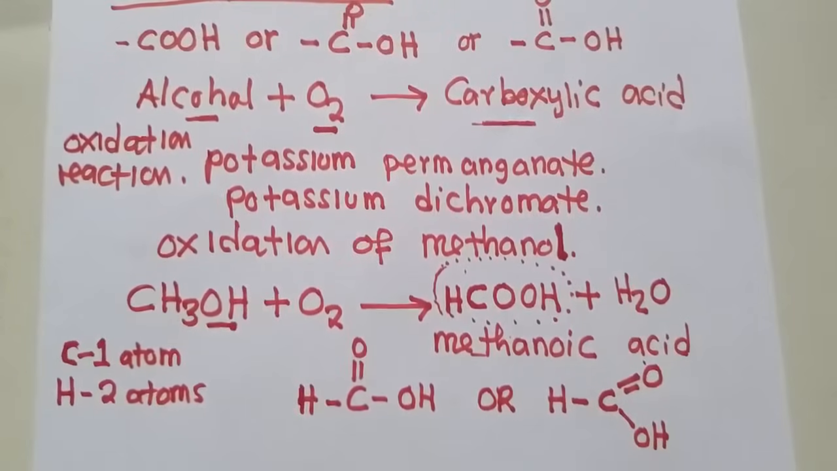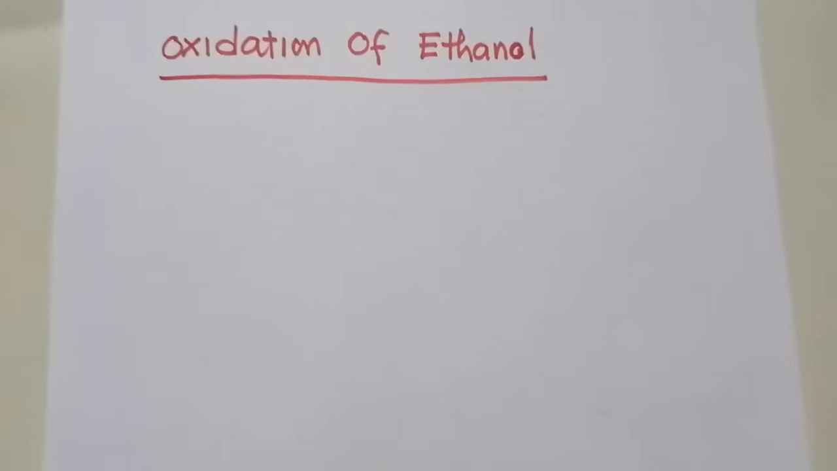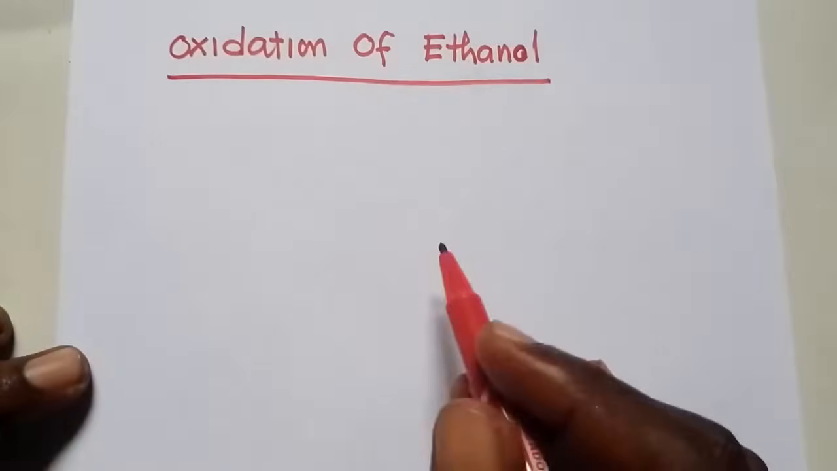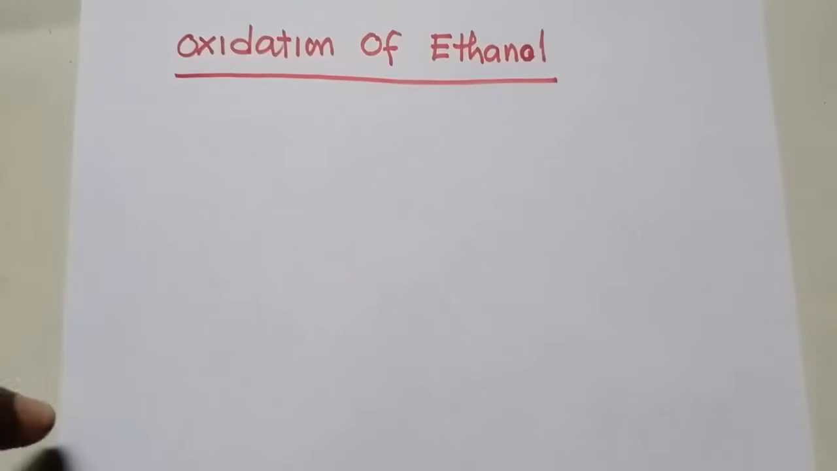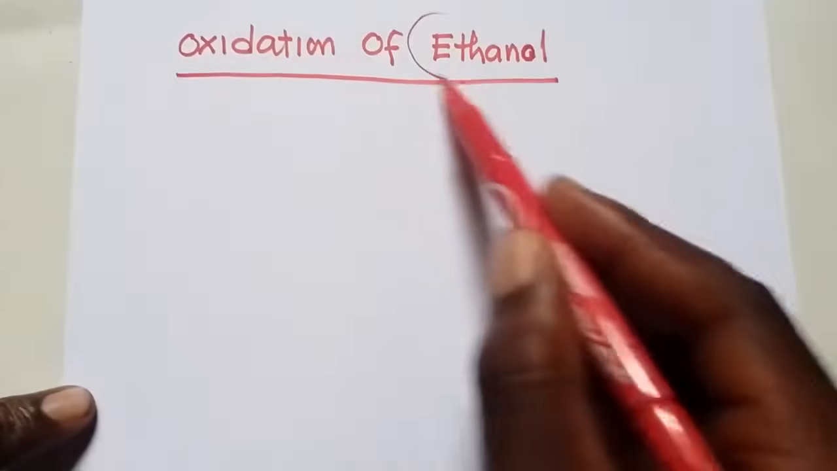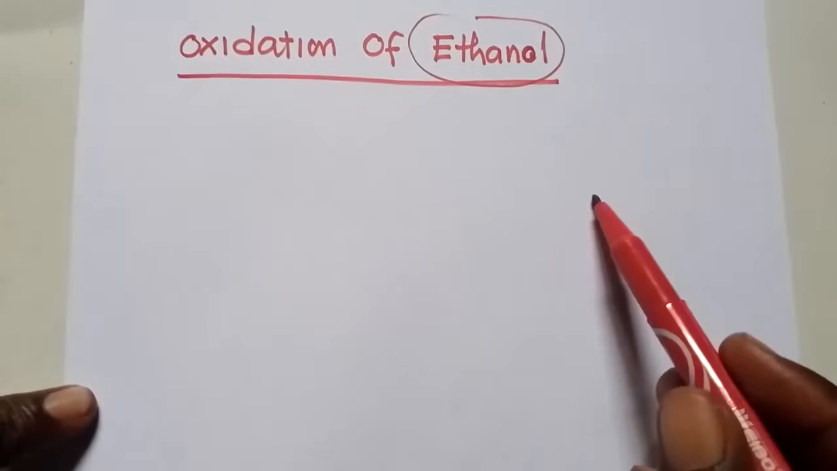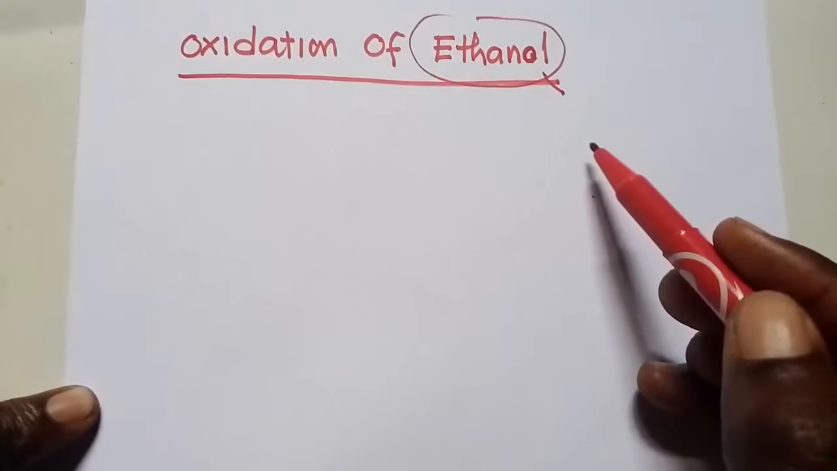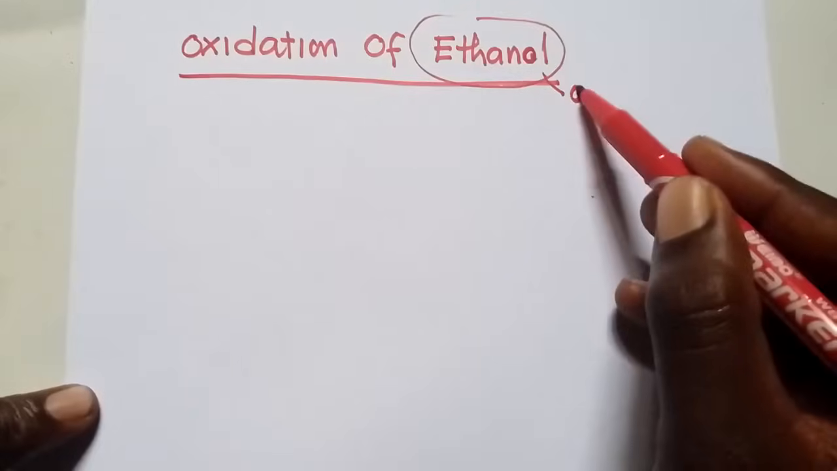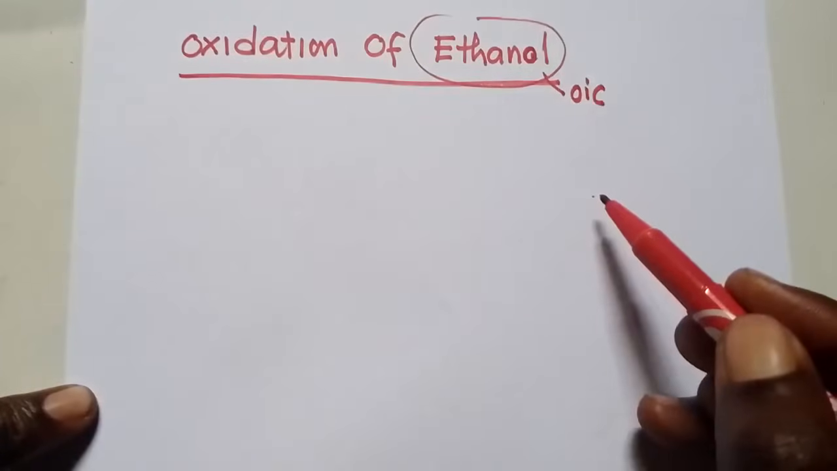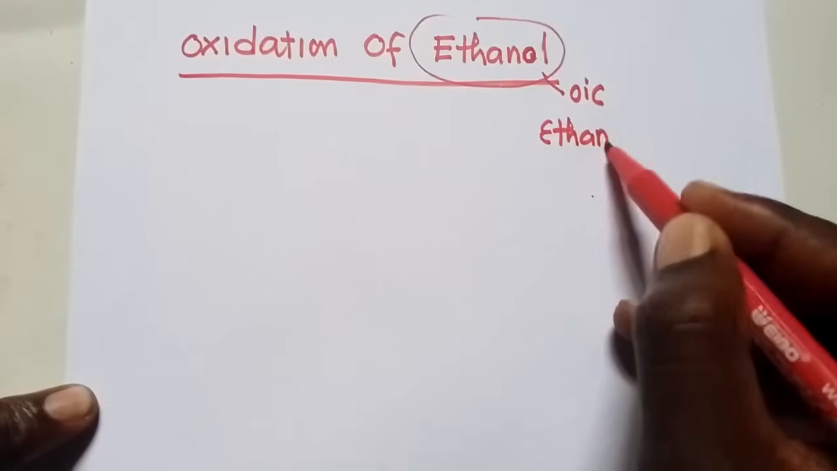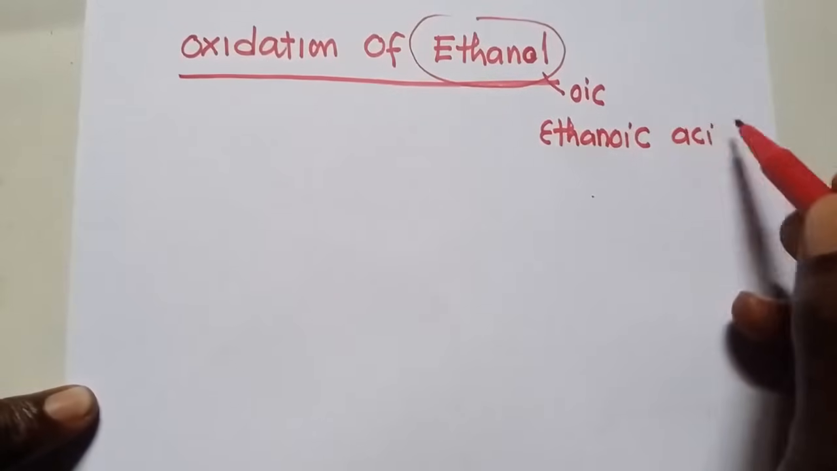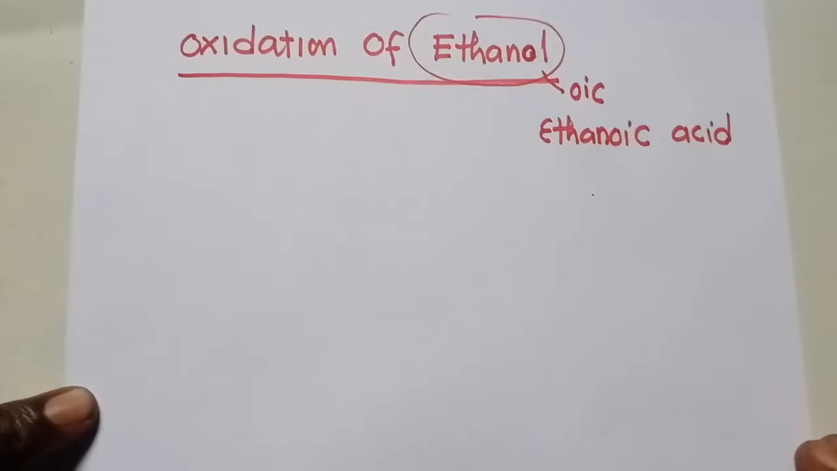Let us talk about the oxidation of ethanol. Under oxidation of ethanol, what we need to know is this. Ethanol: we are changing ethanol to what? To a carboxylic acid. What is the name of the carboxylic acid? Since we know that a carboxylic acid should end with OIC, the name of the carboxylic acid that will be formed is ethanoic acid, like this.